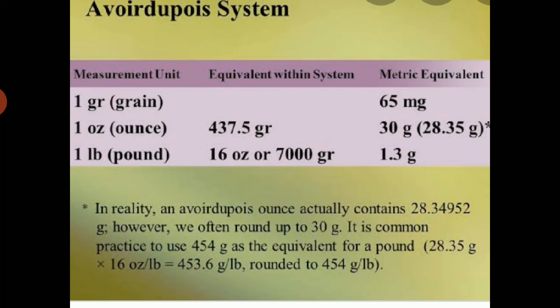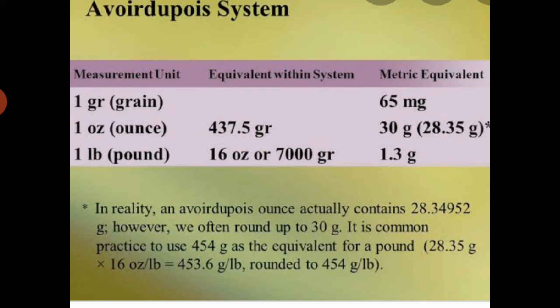Apothecary system. If we discuss the apothecary system weight measurement, the measurement unit 1 grain is equivalent to 65 mg in the metric system. 15.432 grain is equivalent to 1 gram. 20 grain is equivalent to 1.3 gram, or 60 grain is equivalent to 3.9 gram, and 480 grain is equivalent to 30 gram, and 5760 grain is equivalent to 373.2 gram.